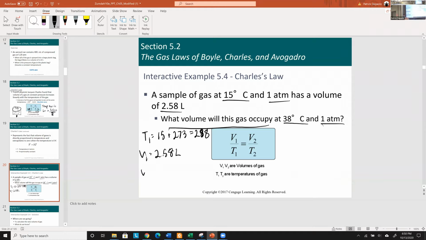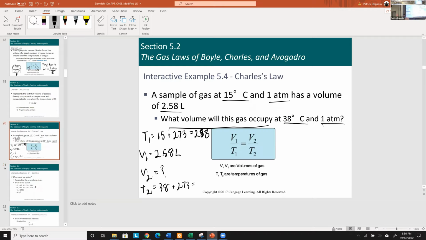What volume? That means V2 is going to be our unknown. And our new temperature is going to be 38 Celsius plus 273. What's that equal to? Want to do math for me, anybody? Or I could just figure it out. 311. Yeah. All right, 311.